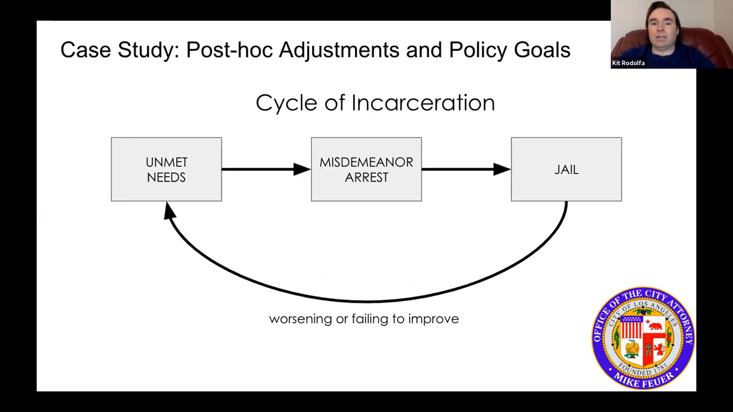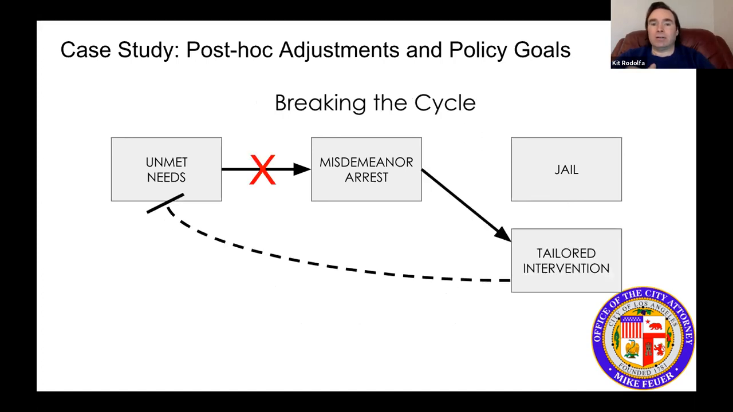So here we were looking at this cycle between people with unmet needs, whether those are mental health challenges, homelessness, joblessness, that those situations often lead them to be arrested for misdemeanor offenses that lands them in jail, but jail is obviously a particularly terrible place to meet some of these challenges. So often what happens is then it's even harder to get a job, harder to find housing. So the unmet needs worsen, or at least fail to improve, and they get trapped in this cycle. We were working with the city of Los Angeles to think about ways to find diversion programs that tailor interventions to some of these needs.